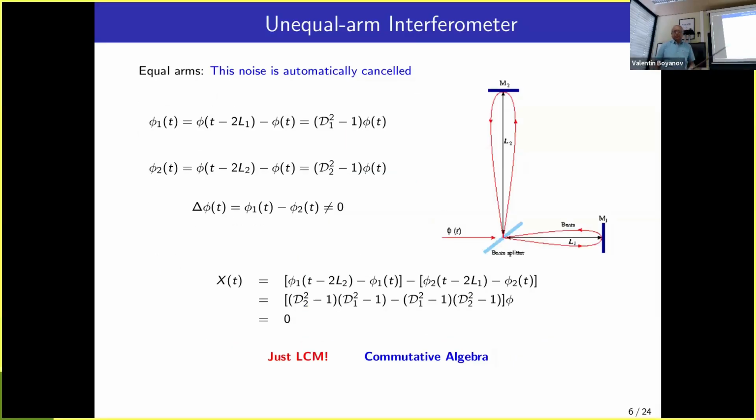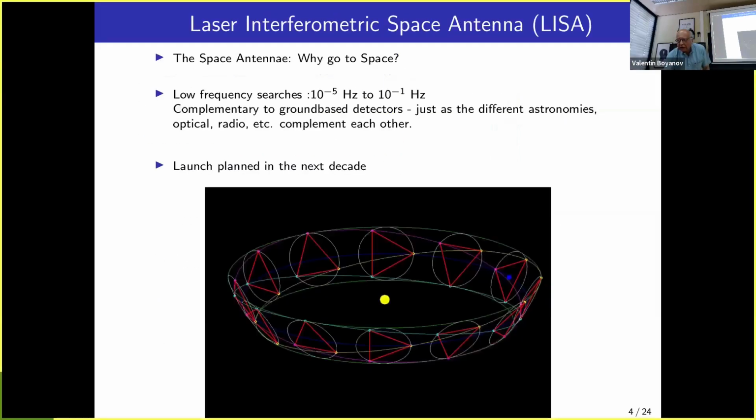So let's come to this thing. So we have an unequal arm interferometer, okay? If the arms are equal, there's no problem. This noise is automatically cancelled. But because the interferometer is made of spacecraft, okay, so this is the LISA triangle, which I'm showing here. This is the orbit of, this is the sun, okay? It goes around the sun and it rotates as it goes on.